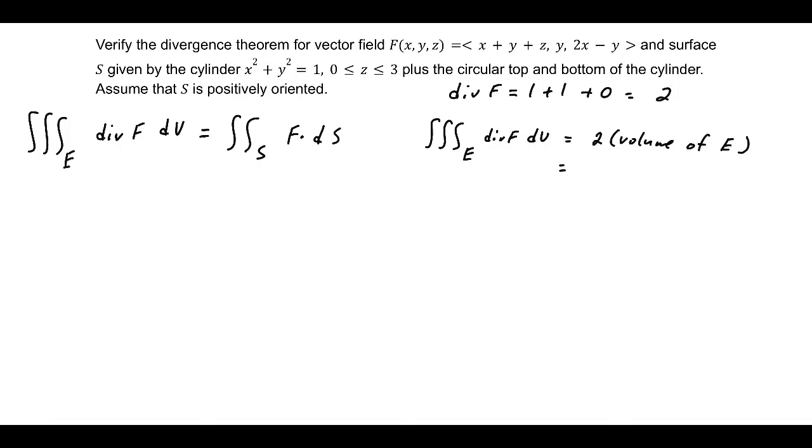Well, since the volume of this solid, the cylinder after all, is found by pi times 1 squared times 3, 2 times that volume would be equal to 6 pi. To verify the divergence theorem means that the second integral needs to be equal to 6 pi. So let's go ahead and follow that through.